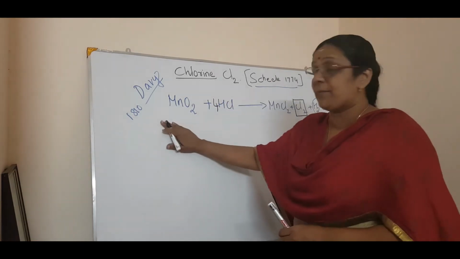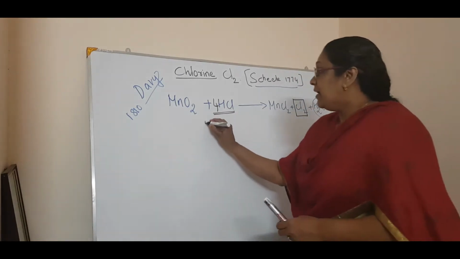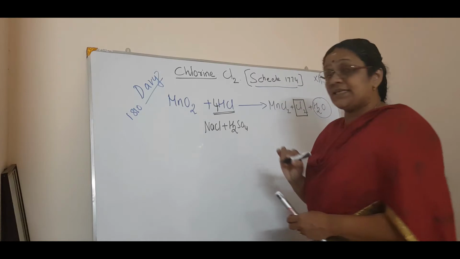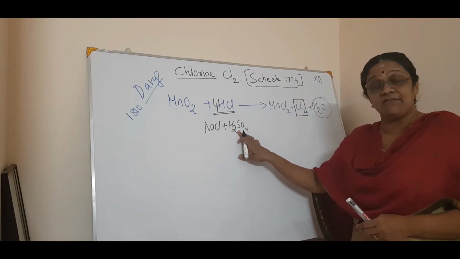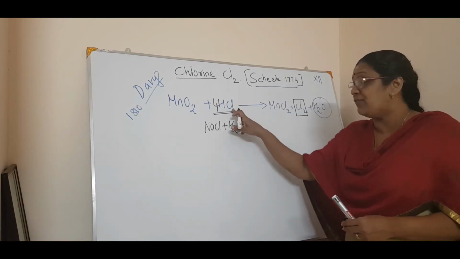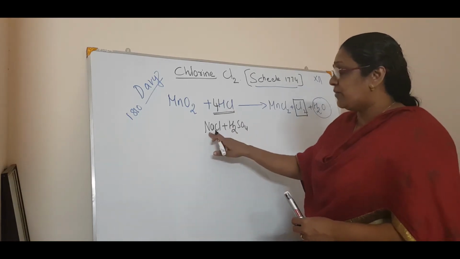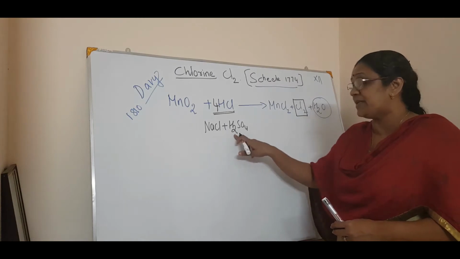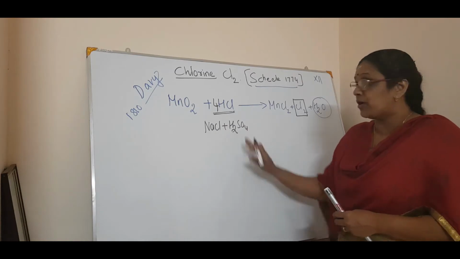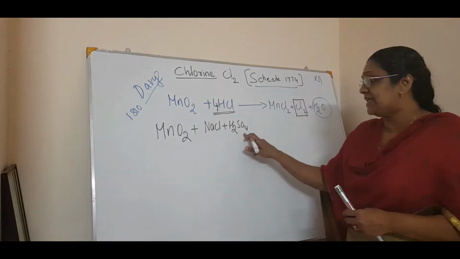Now the second method of preparation is, instead of this HCl, we can have any salt plus sulfuric acid. In the last session on sulfuric acid, we talked about how, because of its low volatility, it is able to prepare high volatile acids when it is heated with salt, isn't it? So instead of HCl, you can also use any salt plus sulfuric acid, which will give HCl plus NaHSO4.